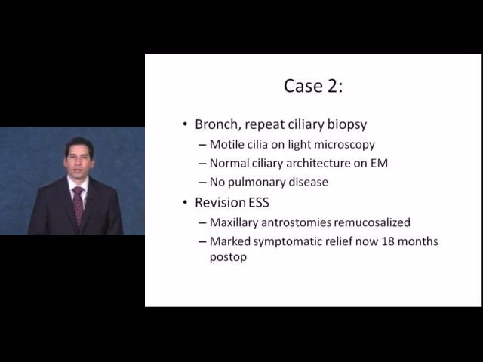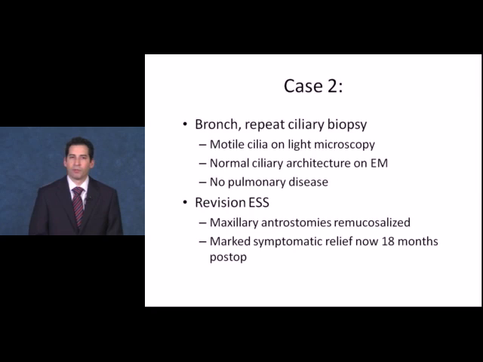The patient was brought to the operating room where bronchoscopy and repeat ciliary biopsy were performed. Motile cilia were seen on light microscopy, and normal ciliary architecture was seen on electron microscopy. There was no active pulmonary disease present. The patient subsequently underwent revision endoscopic sinus surgery. It was noted that the previously performed maxillary antrostomies had completely remucosalized, resulting in the observed obstruction of the sinuses.